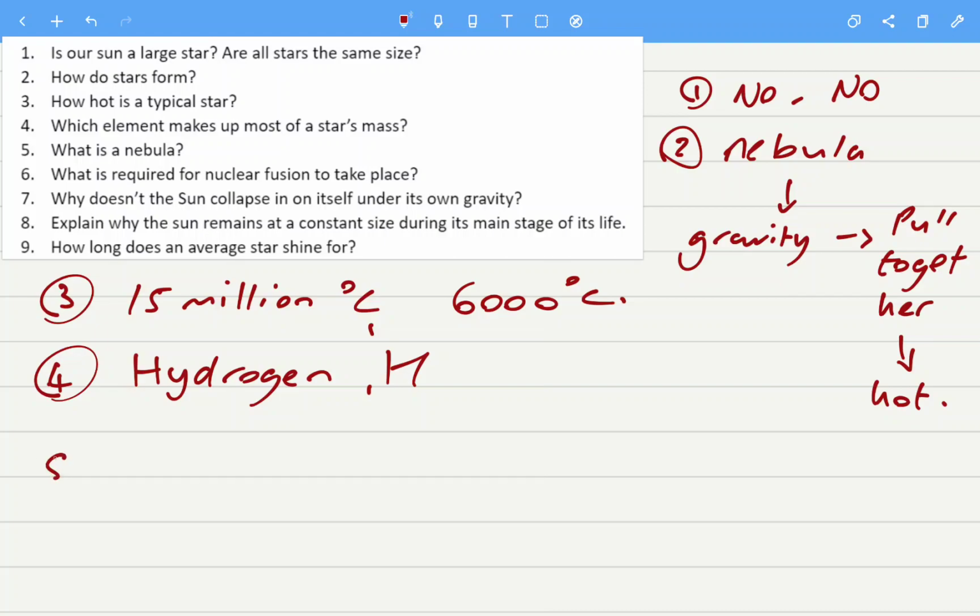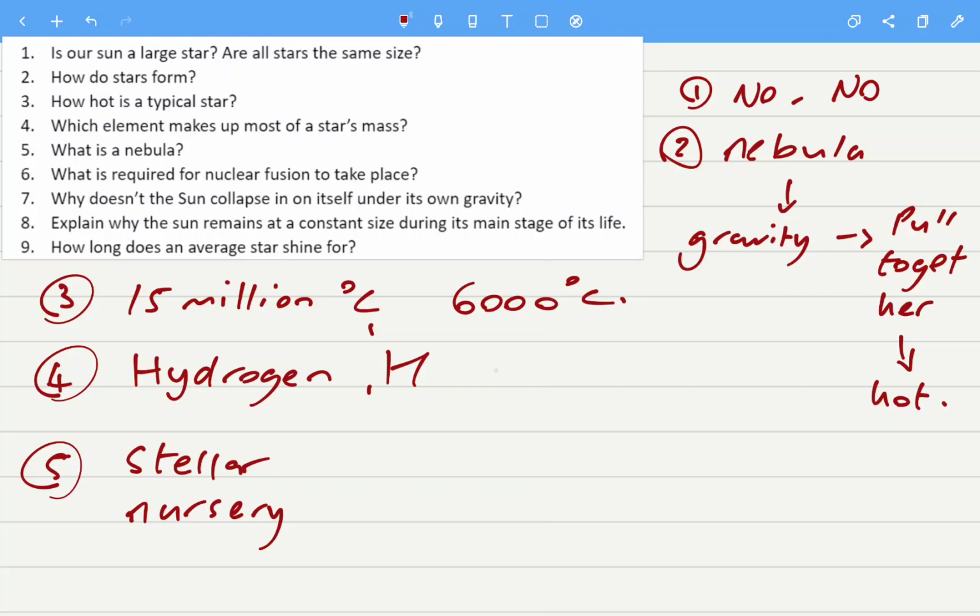5, what is a nebula? So you kind of define that as a stellar nursery. I actually didn't say that. Maybe I should have done. So where stars are born? Big cloud of gas. So the one that we talked about earlier is the pillars of creation contained within the Eagle Nebula. And it's where stars are made.